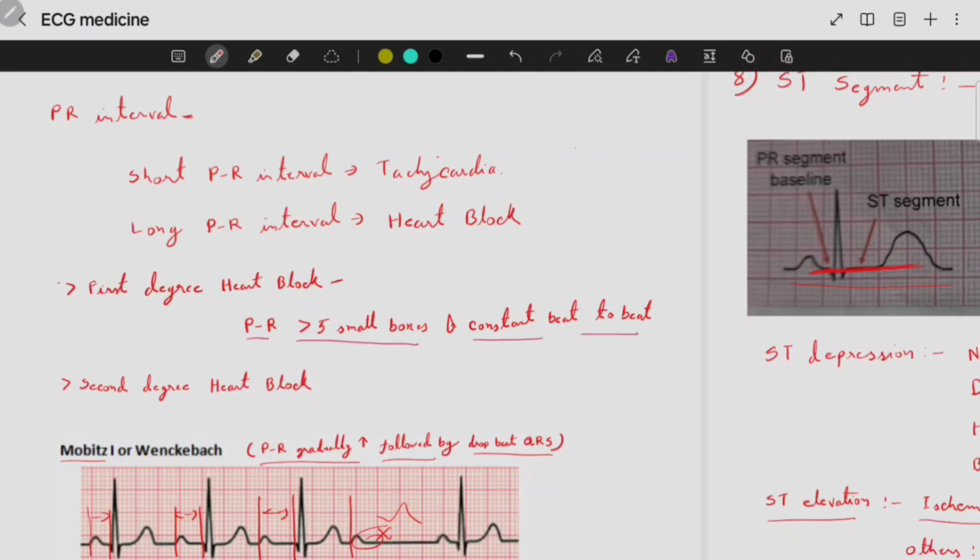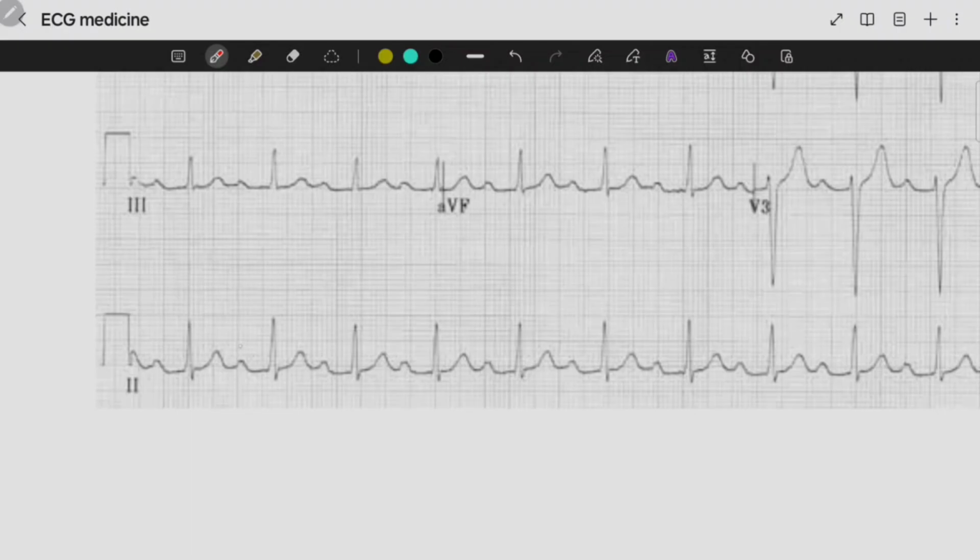Let's see in the ECG. See in this ECG, it is the beginning of the P wave and it is the PR interval. So this is 6, meaning greater than 5.